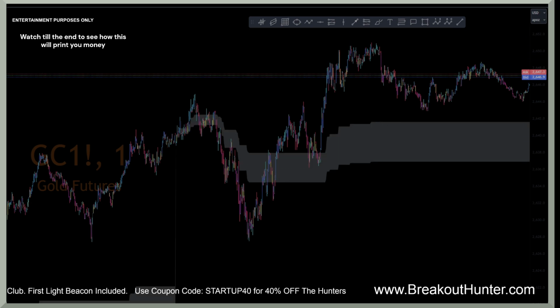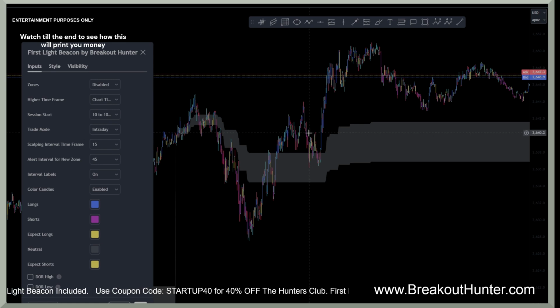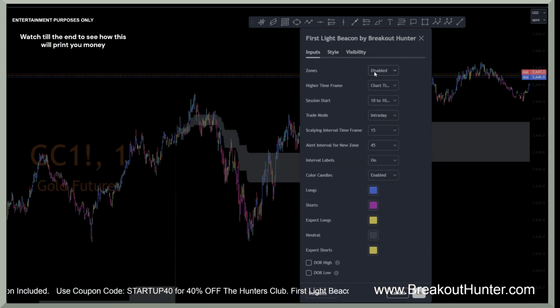So we're going to turn it on, and we're going to go to these settings over here, and turn on this zones disabled, higher time frame. That's for the zones, doesn't matter. Session start, we want 10 to 10:30 zone. We want trade mode on intraday, not scalping. And then the rest of these don't matter except for color candles. Yes, you can have your daily opening range high and low if you want. I don't need it for this.